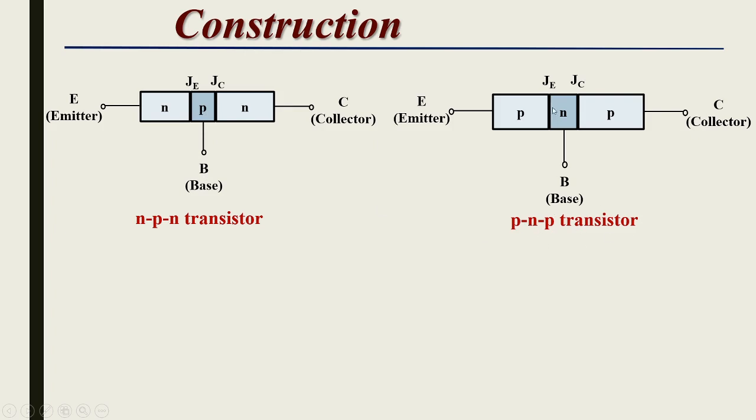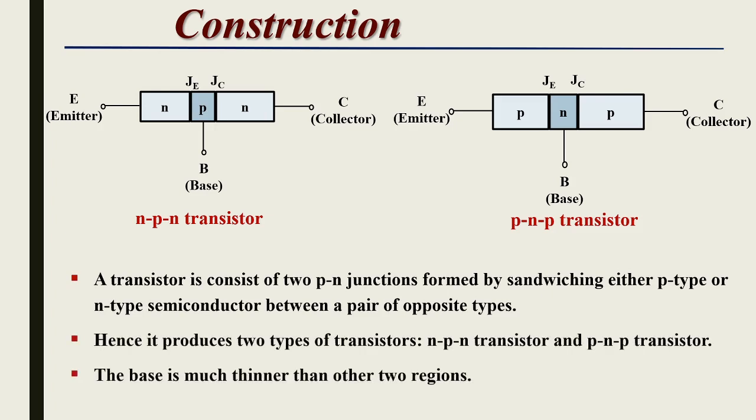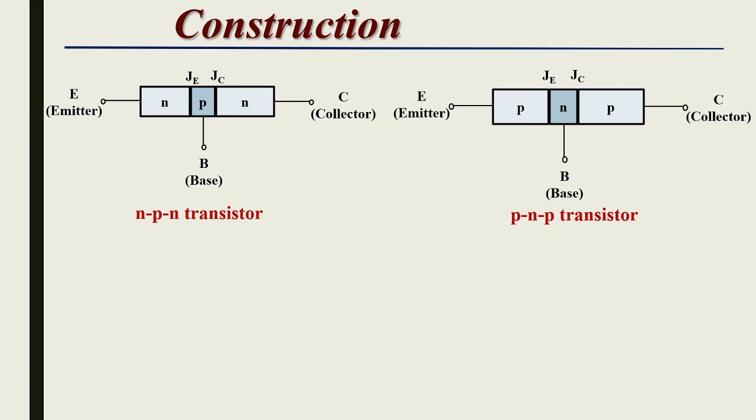Similarly, for PNP, one n-type material is sandwiched between two p-type materials, and it forms two junctions. The junction between emitter and base is called the emitter junction, and the junction between base and collector is called the collector junction. So a transistor consists of two p-n junctions formed by sandwiching either a p-type or an n-type semiconductor between a pair of opposite types. Hence, it produces two types of transistors, the NPN transistor and the PNP transistor, and the base is much thinner than the other two regions.